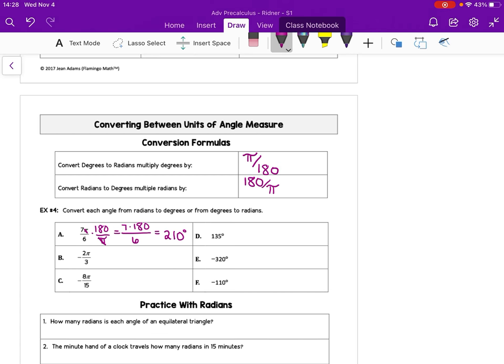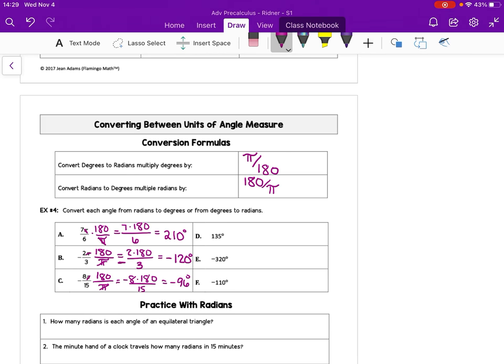Remember, negative just means we're going in a clockwise direction, but our rules are the same. We're going to multiply by 180 over pi, which means our pi's cancel. So I have 2 times 180 over 3, and it is a negative times a positive, so my answer is going to be negative. I get negative 120 degrees. And one last time, if I multiply by 180 over pi, the pi's cancel, and for this one, I get negative 96 degrees.